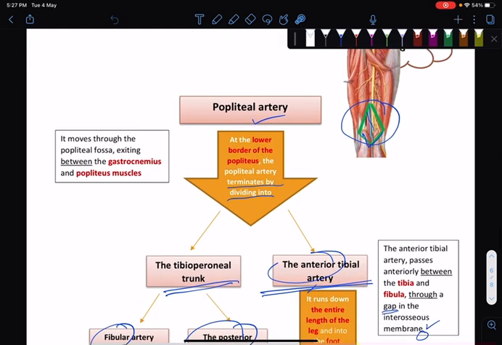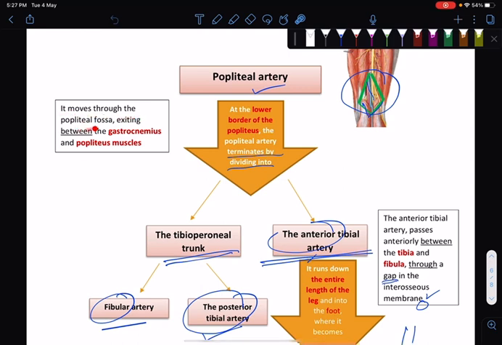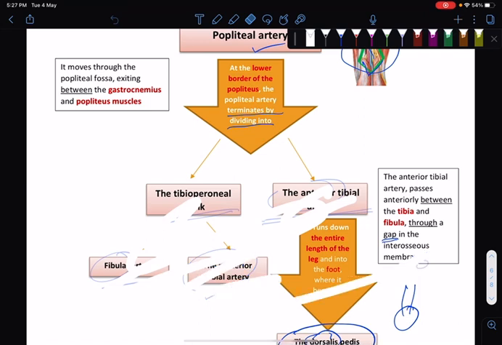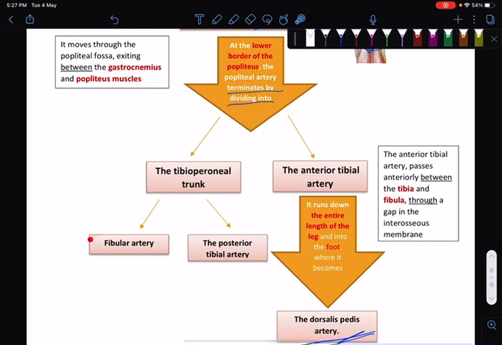So yeah. هذا popliteal artery زي ما حكينا it moves through the popliteal fossa, exiting between the gastrocnemius and popliteus muscle at the lower border of the popliteus muscle. The popliteal artery terminates by dividing into the anterior tibial artery and the tibio-peroneal trunk. The tibio-peroneal trunk بينقسم لـ fibular artery and posterior tibial artery.